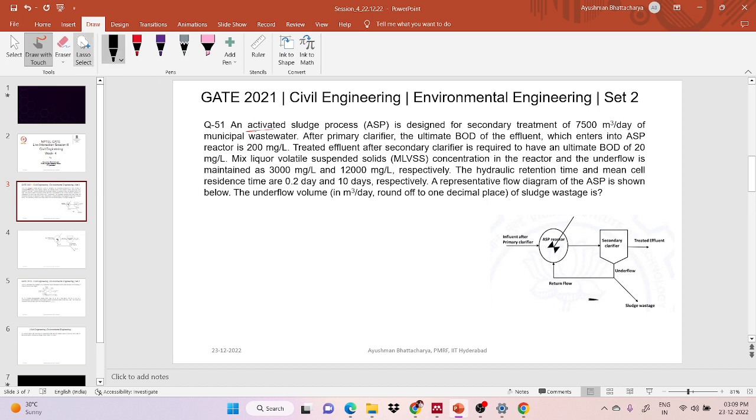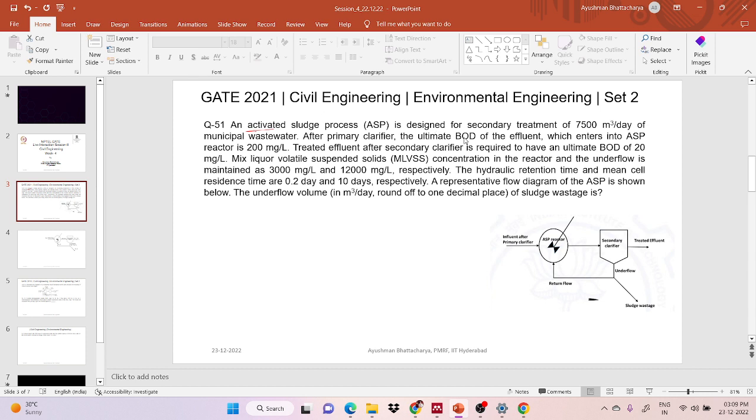After primary clarifier, the ultimate BOD of the effluent which enters the ASP is 200 milligram per liter. The treated effluent from the secondary clarifier is required to have an ultimate BOD of 20 milligram per liter. Mixed liquid volatile suspended solid concentration in the reactor and the underflow is maintained as 3000 mg per liter and 12,000 mg per liter. The hydraulic retention time and mean cell residence time are 0.2 day and 10 days respectively. The respective flow diagram of the ASP is shown below.